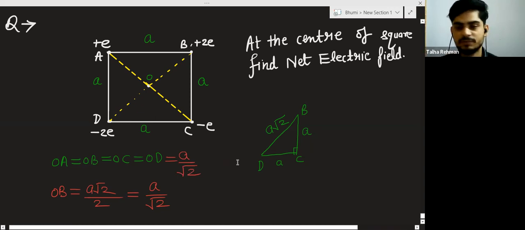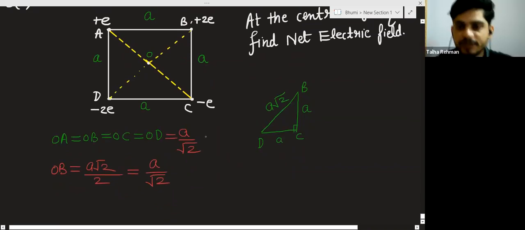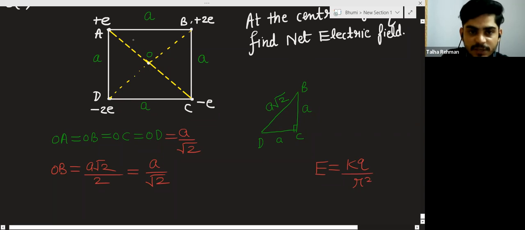This is a very easy question. Now we have calculated the distance. Why have we calculated the distance? Because we need the distance for calculating the electric field, which is equal to K Q by R square, where I am taking R as the distance. I have calculated the distance already. Now this distance is A by root 2, and all of these are the same.